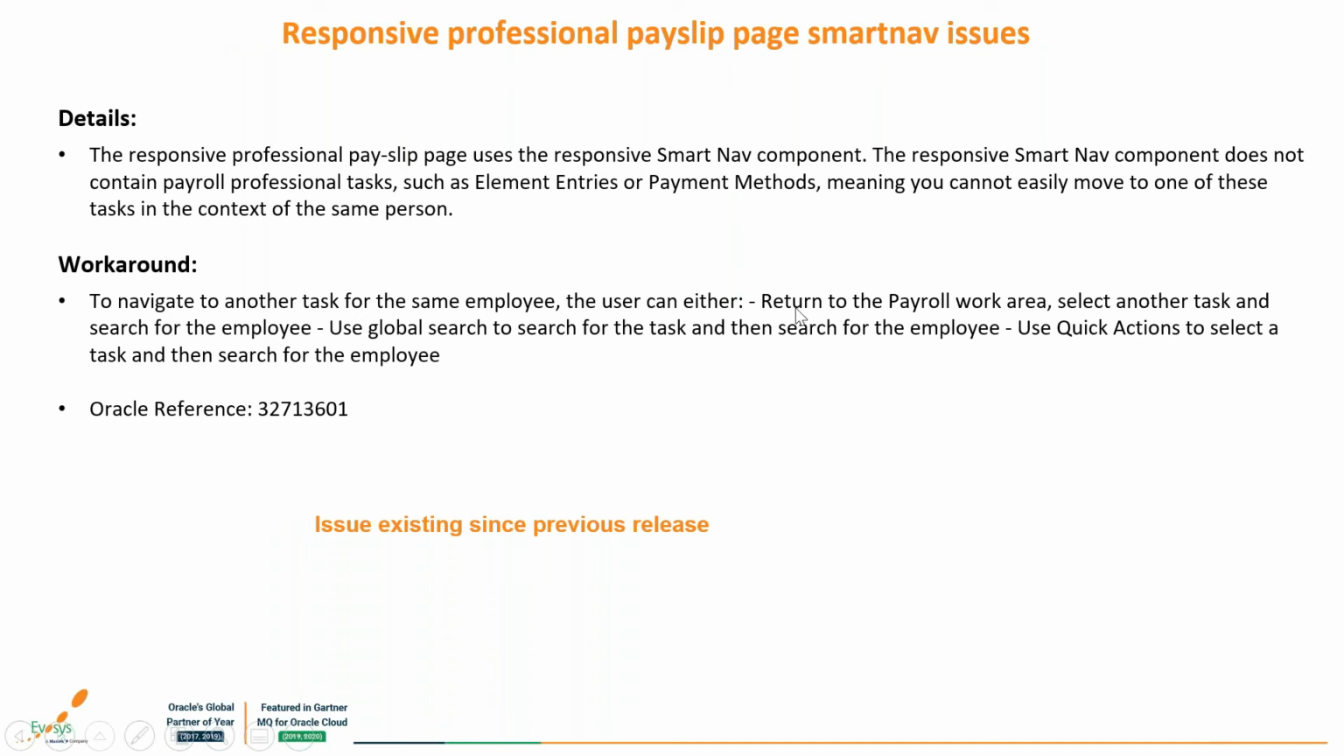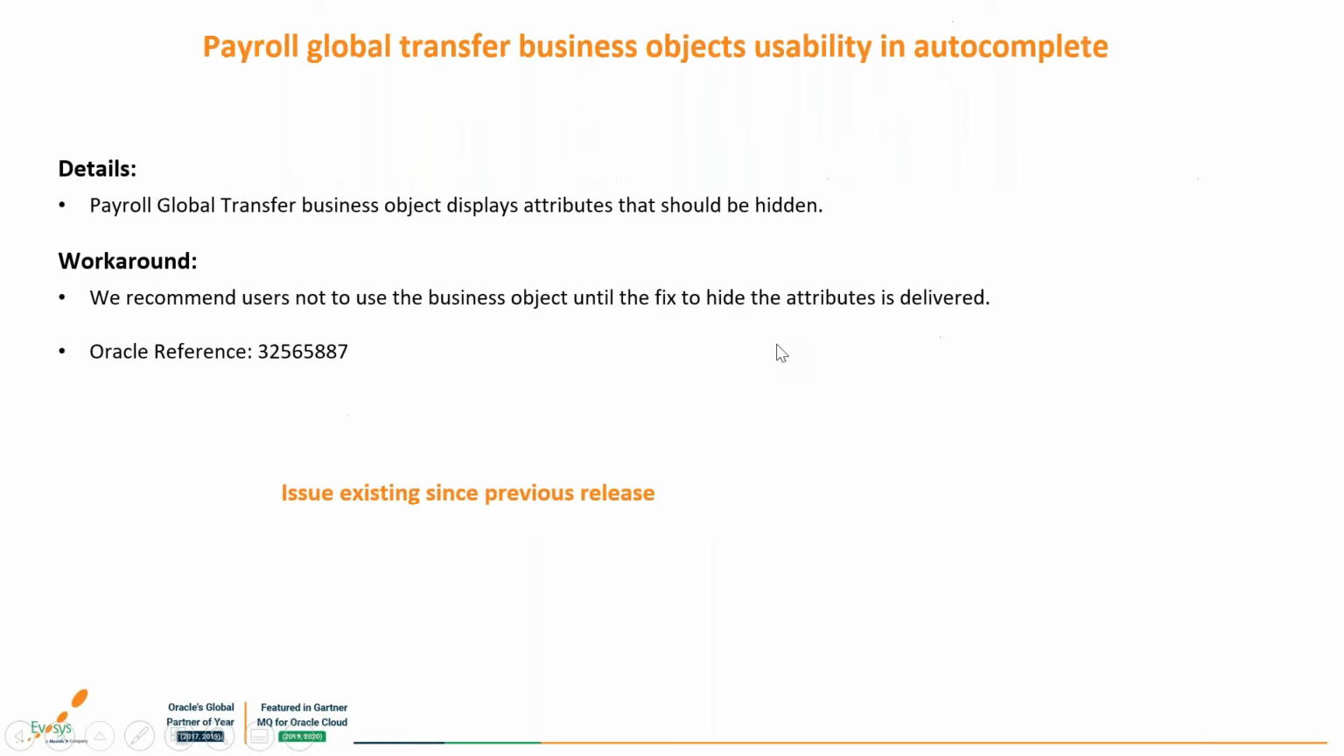The next is responsive professional payslip paid smartnav issues. When you navigate to the payslip task from the payroll work area and open up the smartnav at that point, you would not see any of the payroll related actions like element entries or payment methods. So ideally, you would need to navigate to home and then navigate back to the payroll work area to access any of the other payroll actions.